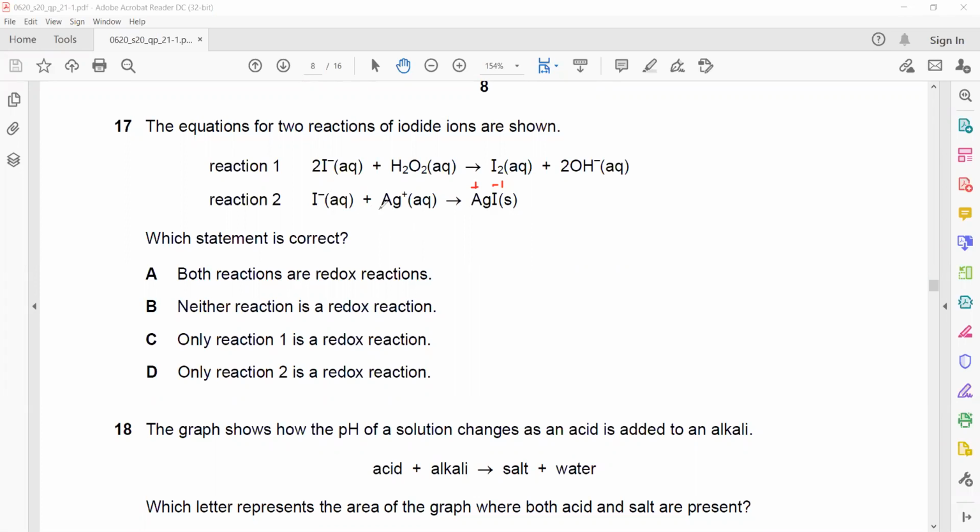So it shows that reaction 2 is not a redox reaction. Why? Because there is no change in oxidation number. Iodine is -1, it remains -1, and silver is +1, so it remains +1. So there is no change in oxidation number for reaction 2. What about reaction 1? Iodine is -1, it becomes 0. If -1 becomes 0, it means the oxidation number changes. So the other substance should be reduced. One is oxidized, another one is reduced. That is why only reaction 1 is a redox reaction.